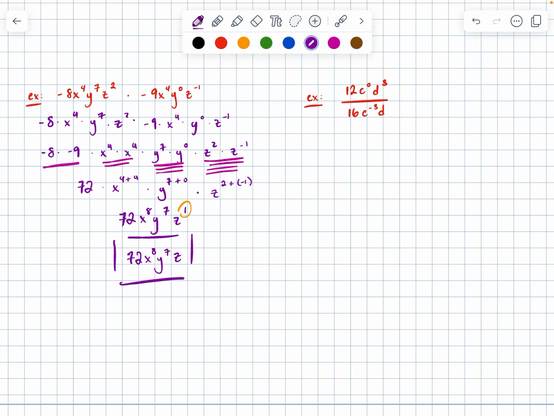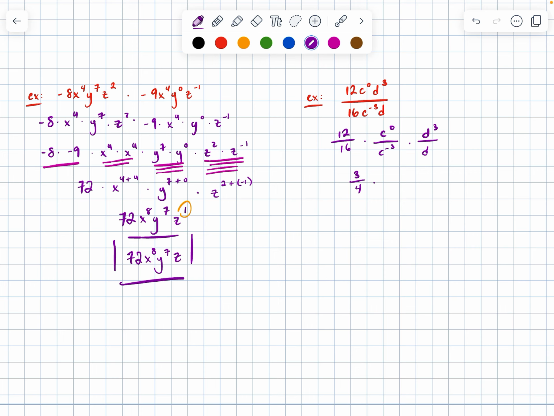Next up, 12 c to the 0 d to the 3rd over 16 c to the negative 3 d. Once again, when in doubt, chunk it out. I'm going to take my fraction and split it down into a number part, a c part, and a d part. From here, 12 over 16, both of these have a common factor of 4, so dividing each of them by 4, I'm left with 3/4.